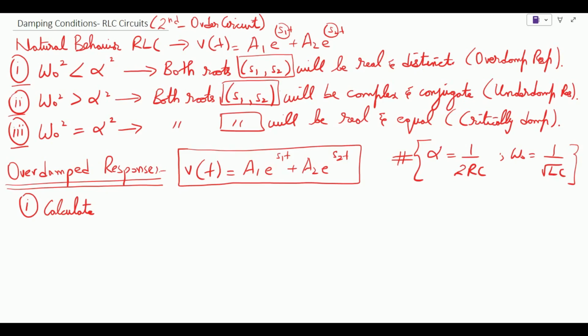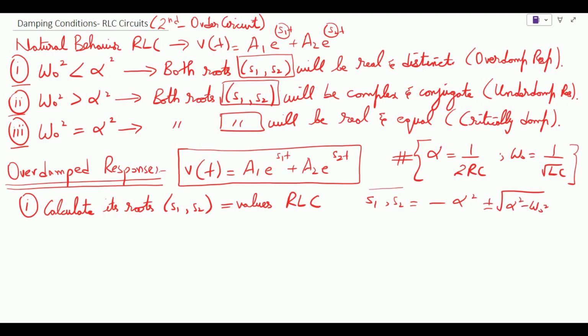In order to find the solution to a circuit having an overdamped response, we first calculate its roots, S1 and S2. These roots are calculated from the values given to us for the resistor, inductor and capacitor, where we know that S1 and S2 are calculated by this equation: minus alpha plus minus square root of alpha square minus omega naught square. So S1 and S2 can be calculated from here.